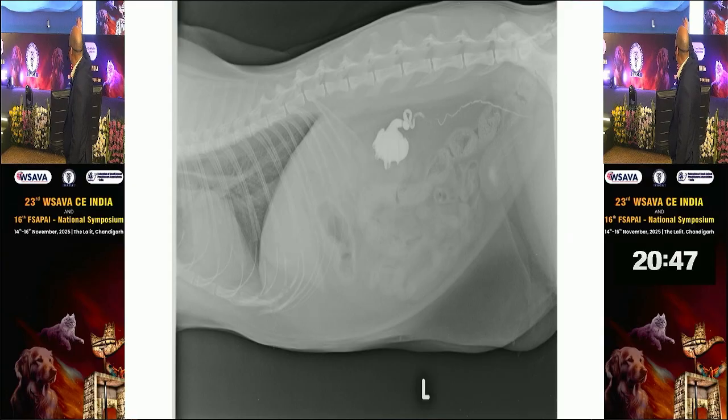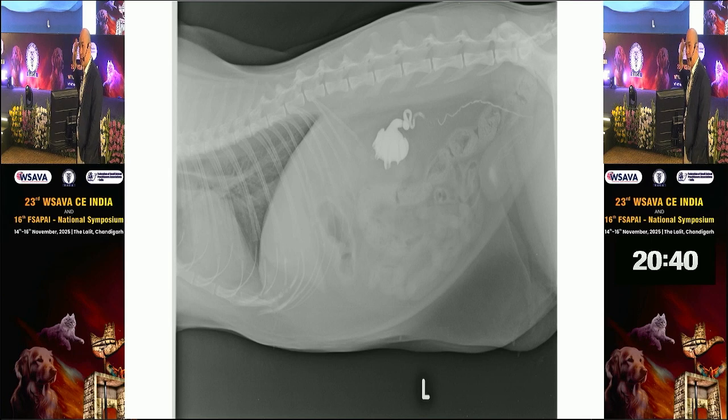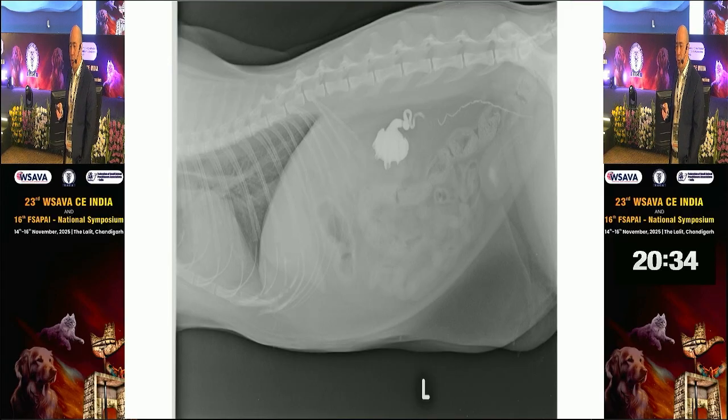What you could see here with this contrast study is that there is only a partial obstruction. So that's good news for this kidney. It gives us a little bit more time. We can medically manage this, and that's what we did in this cat. 48 hours on fluids, repeat the imaging, nothing had moved. So what do we do now?